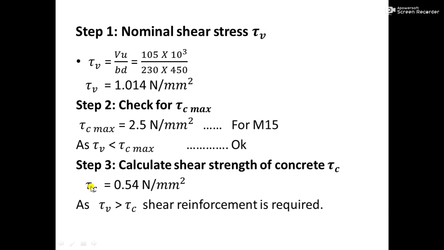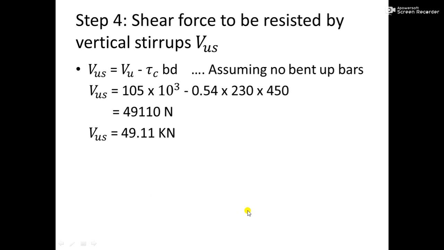Tau c, the shear strength of concrete, is given as 0.54 Newton per mm square. As tau v is greater than tau c, shear reinforcement is required. To calculate the required shear reinforcement, Vus equals Vu minus tau c bd, assuming no bent up bars, that is 105 into 10 to the power 3 minus 0.54 into 230 into 440. For the remaining shear force of 49.11 kilonewton, you have to calculate the shear reinforcement.